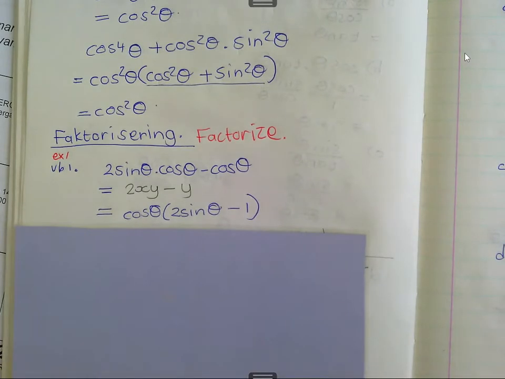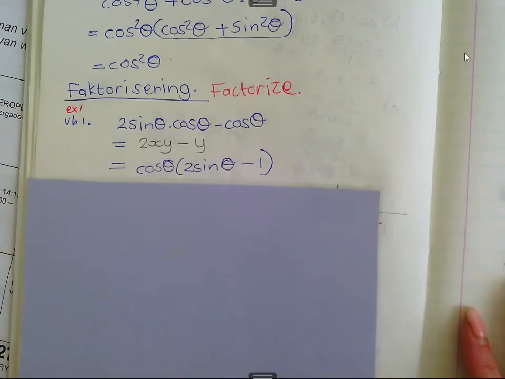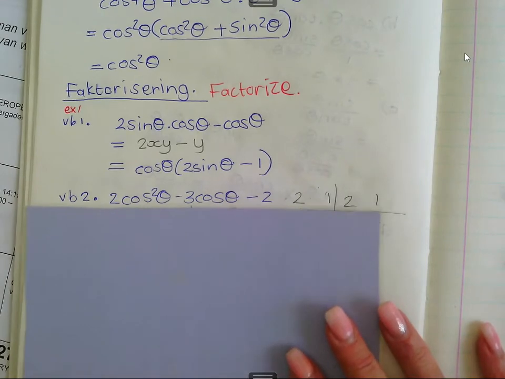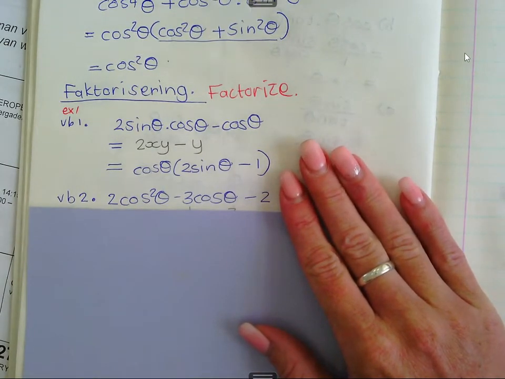So we're not solving anything now. We're just looking at the way the factorization looks in trigonometry. Okay. We're not doing a sum now. Example 2.